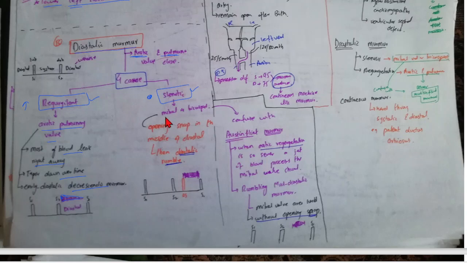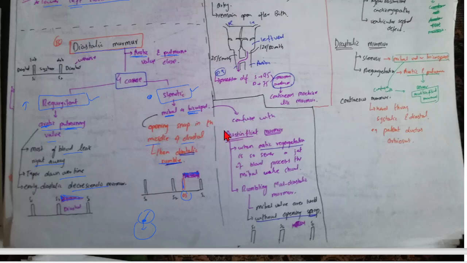And for stenosis, there is aortic and pulmonary valve regurgitation, and mitral or tricuspid valve stenosis. For example, an opening snap in the mid diastole. When this is diastole, the blood moves from the atria into the ventricle. At the mid of the diastole, the atria contract, and here is a snap. This is actually the diastolic murmur, a diastolic rumble. The loudness of the sound is continuous, not decreasing or increasing.